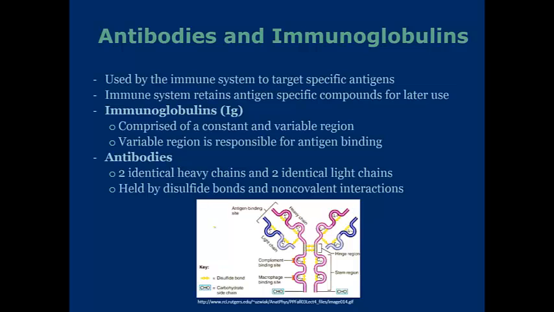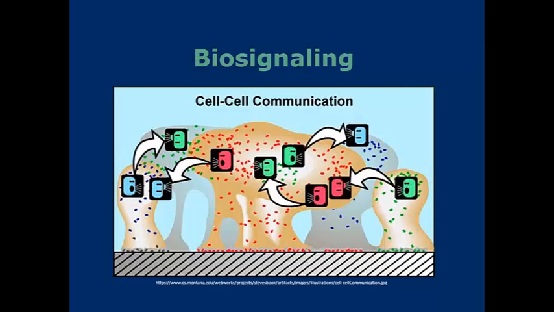We had a lecture entirely on the immune system in our biology unit, but it's important that we mention antibodies and immunoglobulins again, because these are also proteins, and they have obviously very important cellular functions. They target specific antigens, and they retain this information for later use. Immunoglobulins and antibodies have a very similar form. They both comprise a variable and a constant region, and most of them are held together by tertiary bonding structures. Now that we've gone over the cellular functions, we'll go into biosignaling.